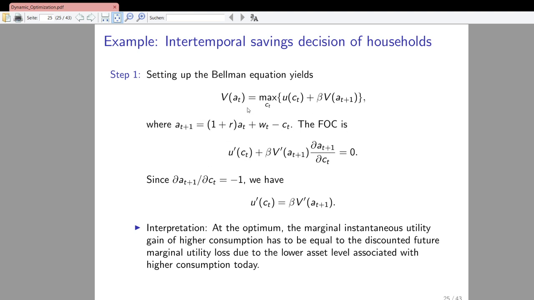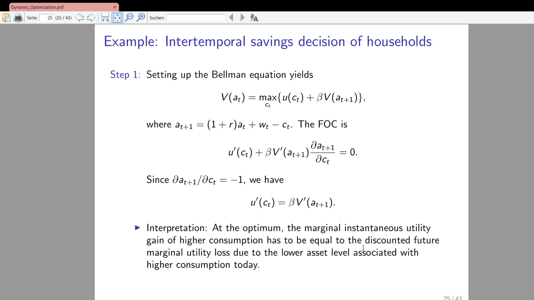Now the first order condition from that for the optimal choice of consumption is the derivative of the instantaneous utility function with respect to consumption plus the derivative of the value function with respect to assets at time t+1 multiplied with the partial derivative of assets at time t+1 with respect to consumption. And we see immediately from this expression that this derivative is minus 1. So this term here is minus 1, and if we bring the negative term then to the right hand side, we would get this expression here, so that the derivative of the utility function with respect to consumption has to be the discount factor multiplied by the derivative of the value function with respect to assets at time t+1.